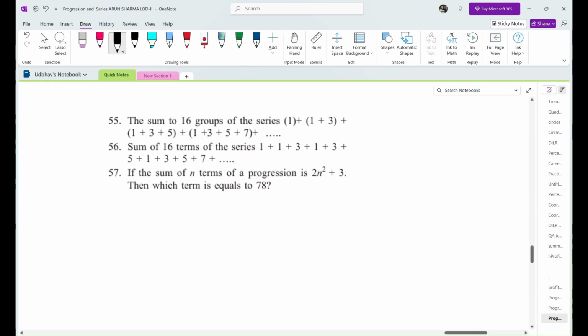The sum to the 16 groups. Yeah, we can again solve it like the similar method. Use this. Then which term equals 78? We have to find which term equals 78.